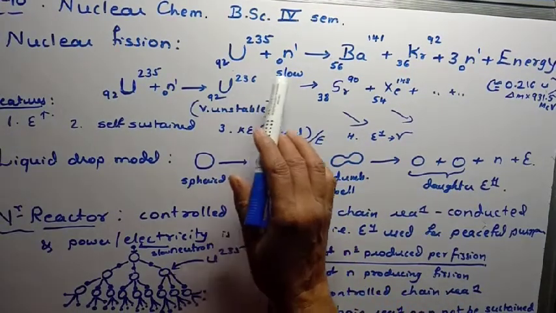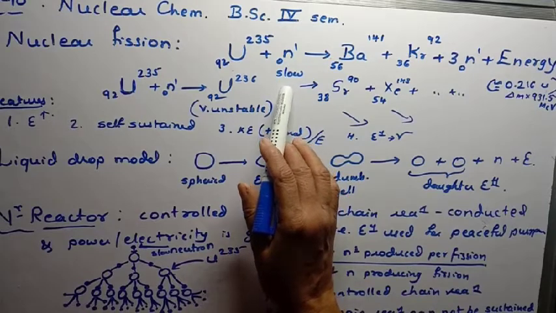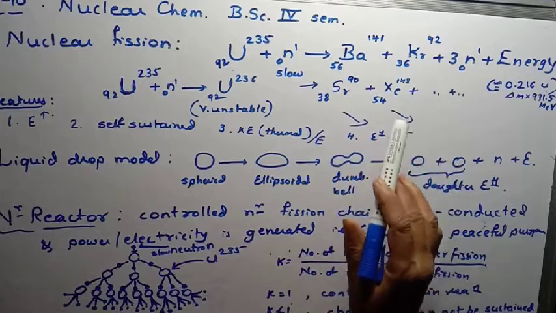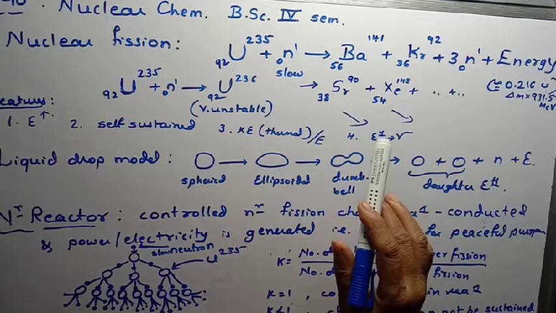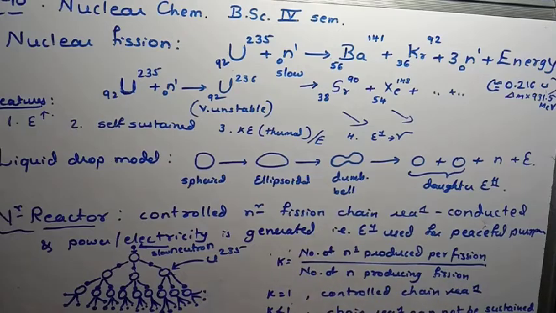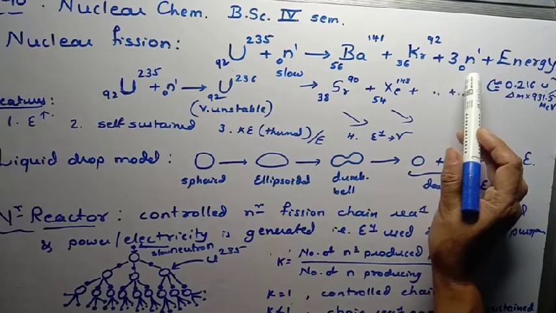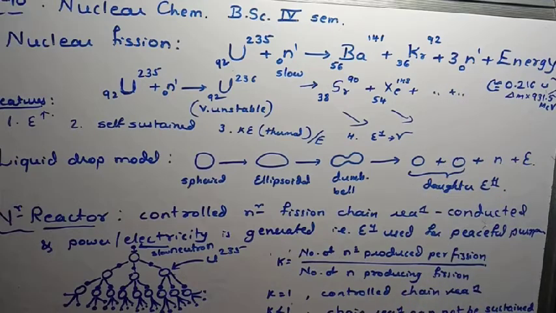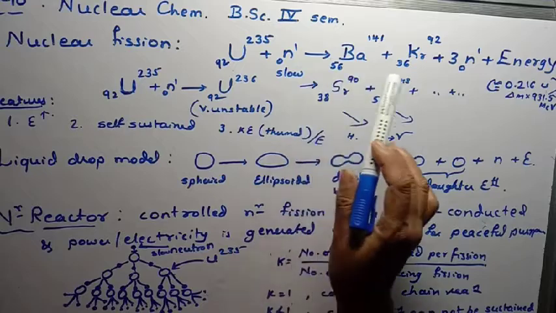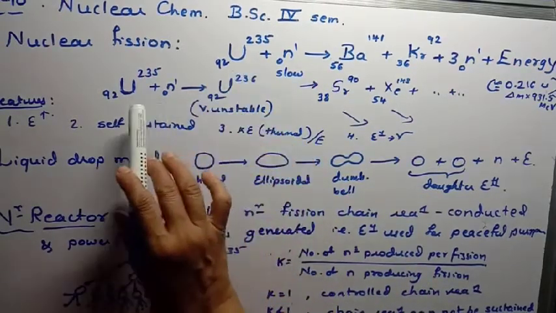the heavy nucleus, when it is bombarded with a slow moving neutron, splits into two lighter nuclei of almost equal size, with the release of a huge amount of energy and also with the liberation of neutrons. Okay, so this type of reaction is said to be a nuclear fission reaction. Okay, so now we can take the same nucleus.